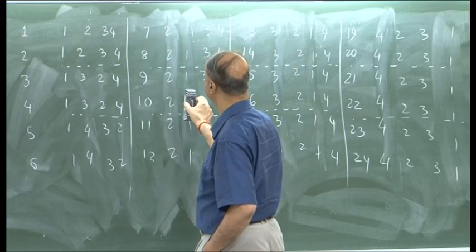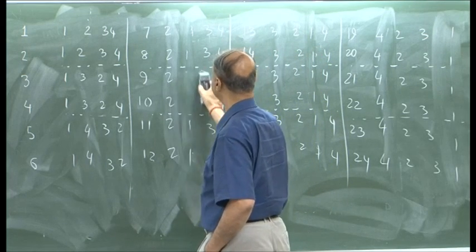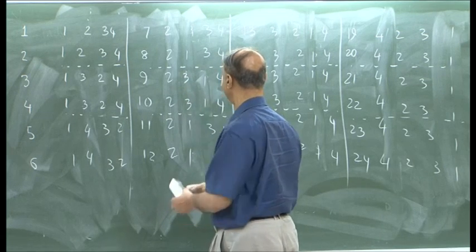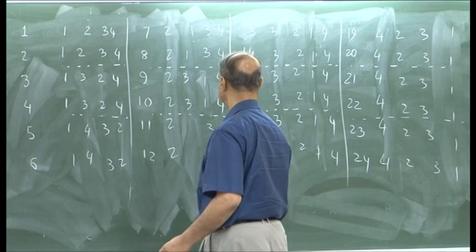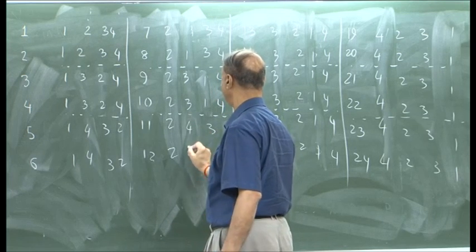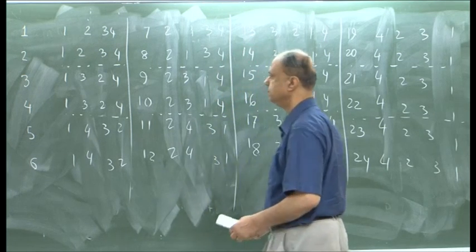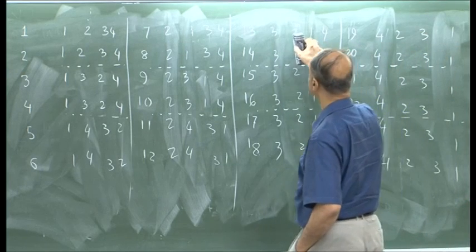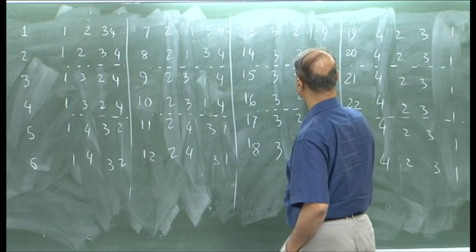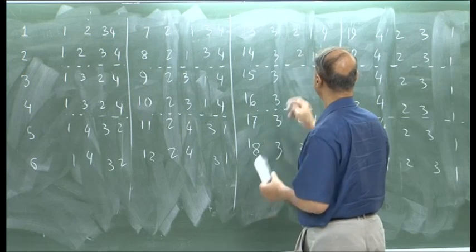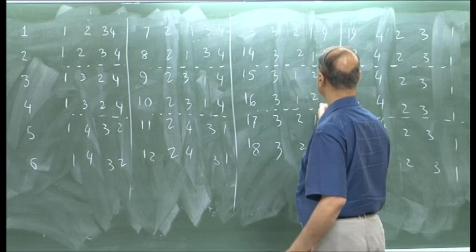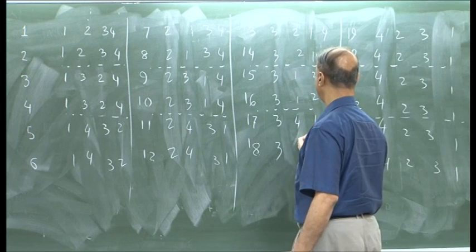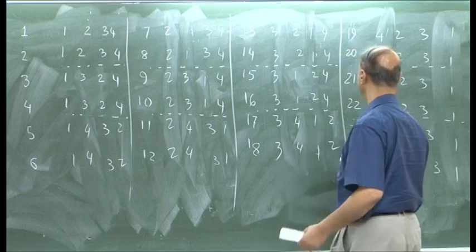For this group, this will be interchanged with this one: 3, 3, 1, 1. This will be interchanged with this: 4, 4, 1, 1. For this group, no interchange. And here it is 1, 2, 1, 2, and 4, 4, 2, 2.